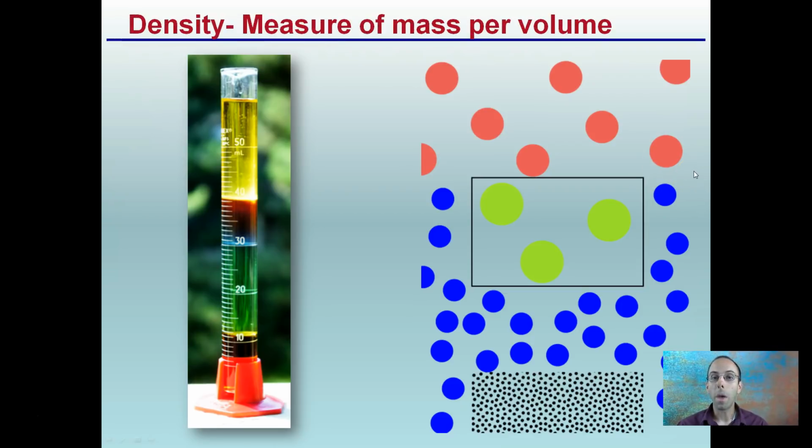Density is a measure of mass per volume. So how do we relate those two? That would be density. We see here in this graduated cylinder different liquids of different densities. Those that are more dense will be located on the bottom, and those that are less dense will be on the top. When we say less dense, those molecules are spaced out more. When we say more dense, there is more mass per volume.